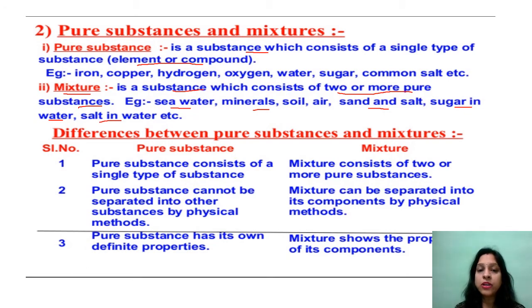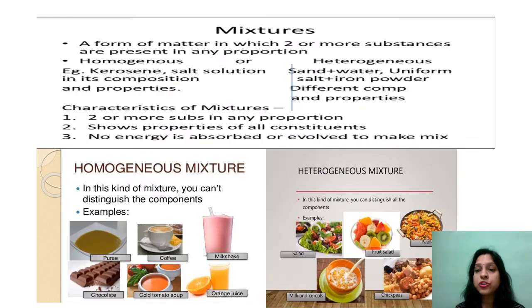So the differences between pure substance and mixture: a pure substance consists of a single type of substance or matter, while a mixture consists of two or more pure substances. A pure substance can't be separated into other substances by physical methods, whereas a mixture can easily be separated by physical methods. A pure substance has its own definite properties, whereas a mixture shows the properties of its constituents from which it is made.